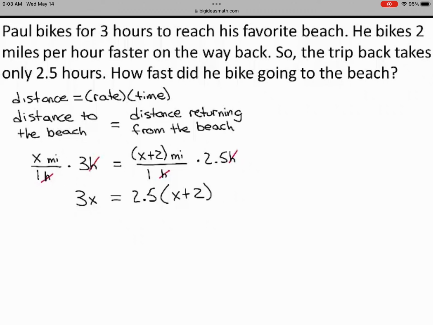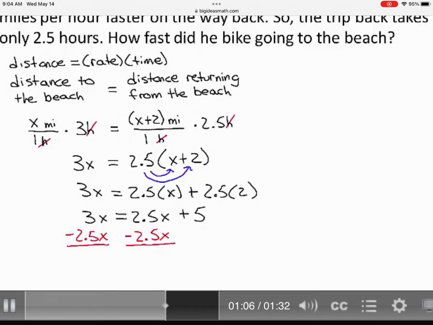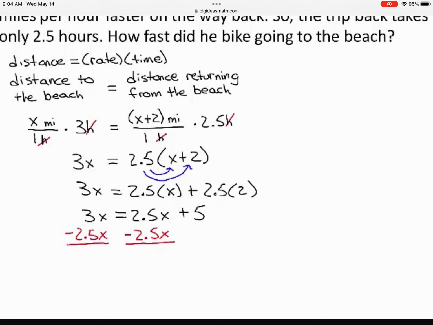Next, use the distributive property. Multiply 2 5/10 times x and 2 5/10 times 2. So 3x equals 2 5/10 times x plus 2 5/10 times 2, which simplifies to 3x equals 2 5/10 x plus 5. Next, subtract 2 5/10 x from each side of the equation to isolate the variable terms on one side of the equation. Because 3x minus 2 5/10 x equals 5/10 x, and 2 5/10 x minus 2 5/10 x equals 0, 5/10 x equals 5.